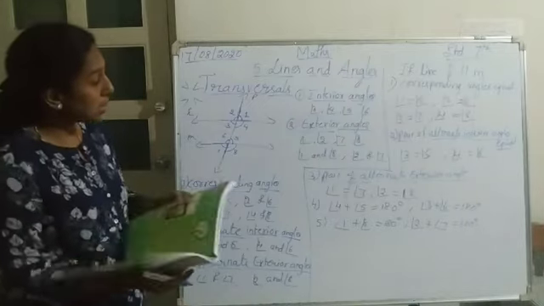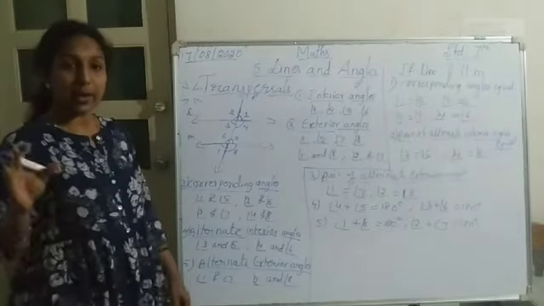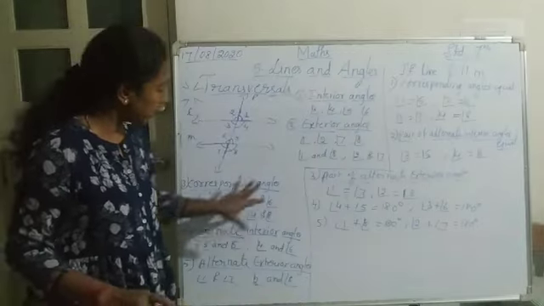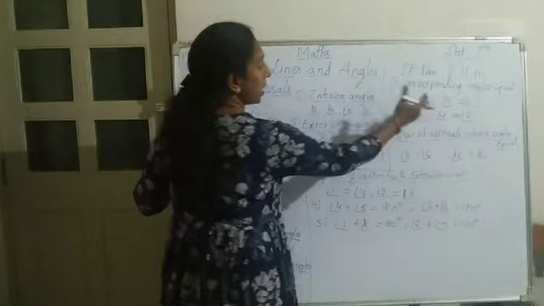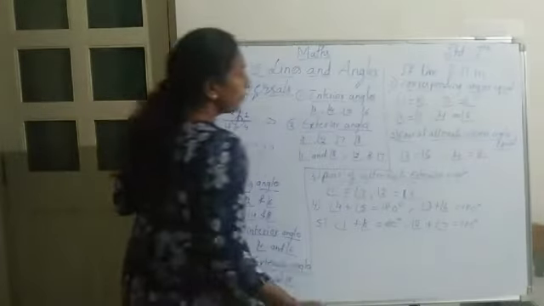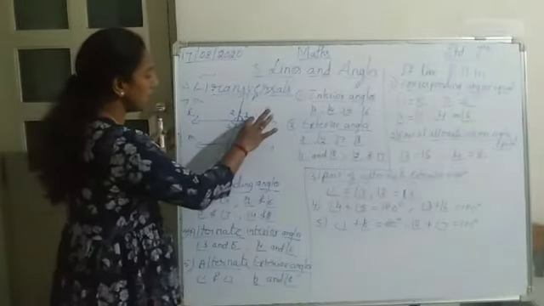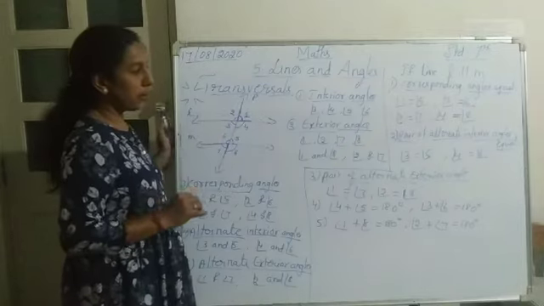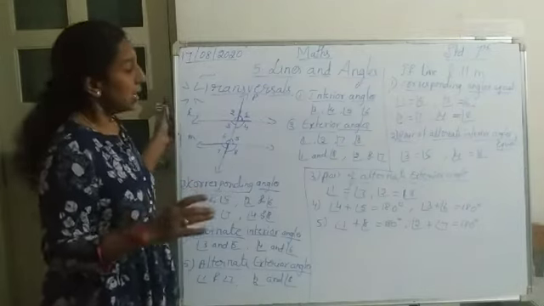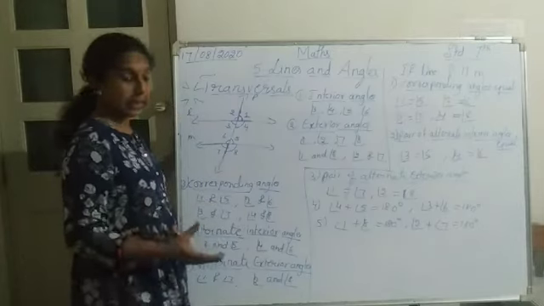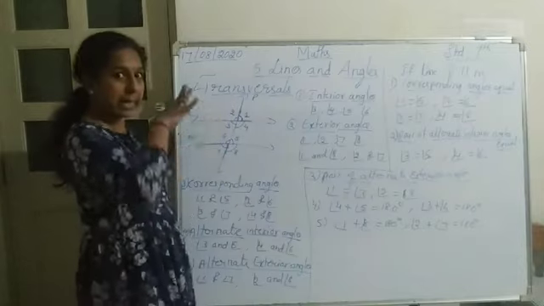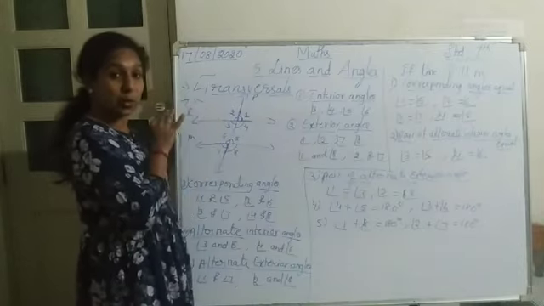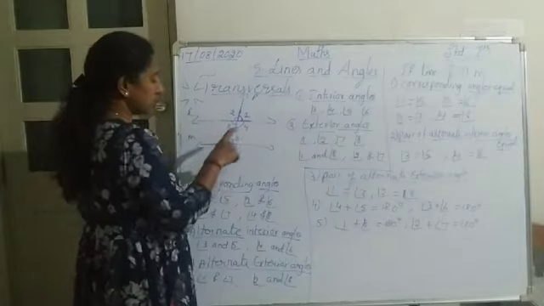By using these points only we have to solve many sums. So don't get confused here. These are the different types of angles. If these two lines are parallel, then these angles will be equal. So corresponding angles will be equal. These are equal, and the pair of alternate interior angles means this like this, and this one like this. Those are all equal, and here corresponding like this.